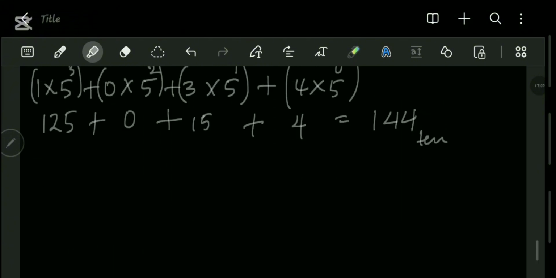So it is this number now that I'm going to convert to base 3. So I'm having 144 in base 10. I'm converting this number now to a number in base 3. And here I'm just dividing by 3 since it's already in base 10. I'm going to divide by 3 and keep my remainders.